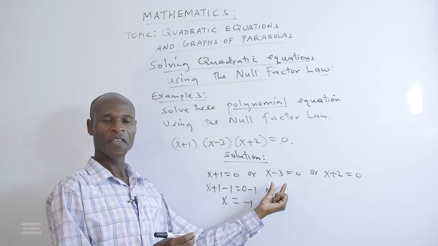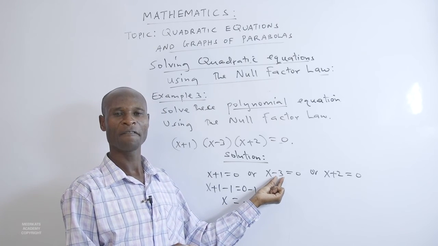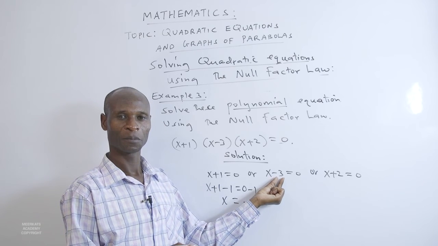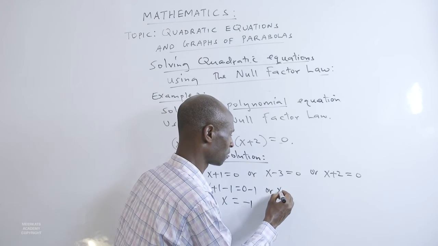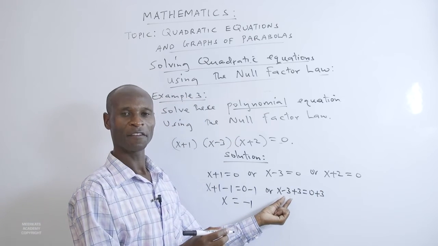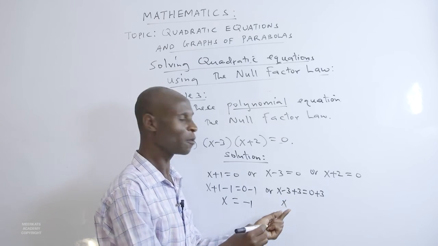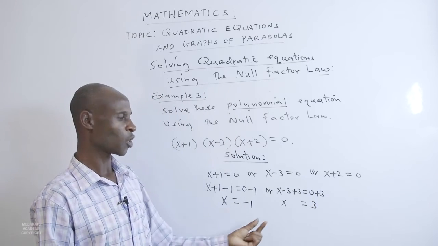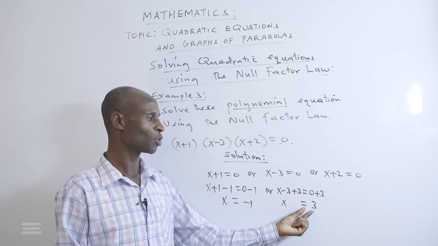Or, if we pick the second linear factor, x minus 3 is 0, the constant term is negative 3. And therefore, we add 3 on both sides. So on the left-hand side, minus 3 plus 3 is 0. 0 plus 3 is 3. So the solution to the second linear factor x minus 3 is 0 will be x is equal to 3.